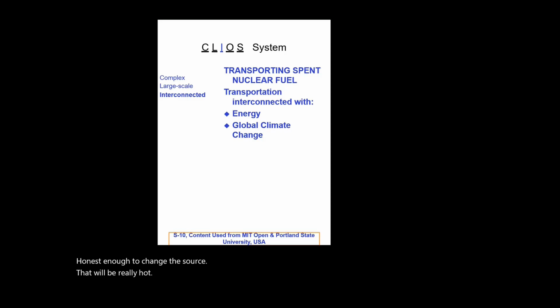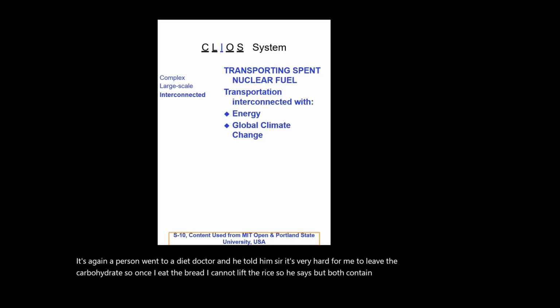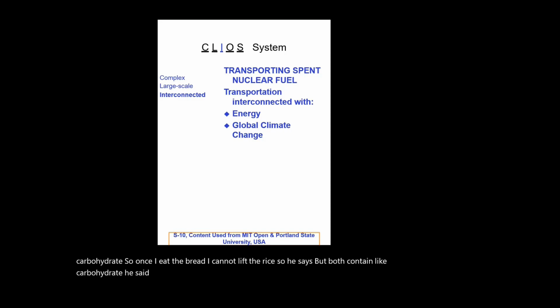It's again like a person who went to a diet doctor and told him, sir, it's very hard for me to leave the carbohydrate. Once I eat the bread, I cannot leave the rice. So the doctor says, but both contain carbohydrate. He said, I already told you that I cannot leave both of them at one time.